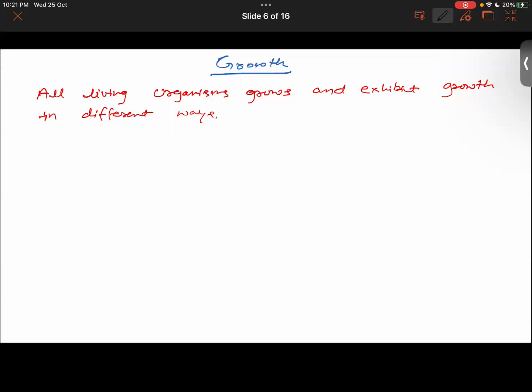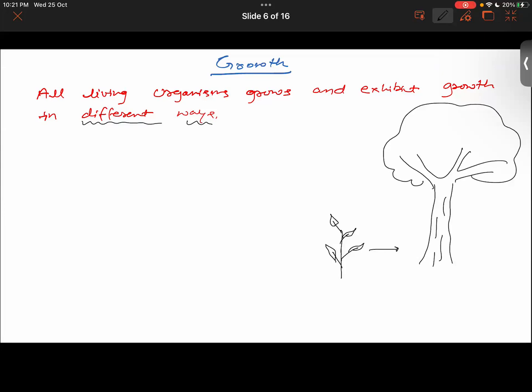Now, talking about growth in this manner. As I have written, all living organisms grow and show growth in different ways. For example, a tree was once a sapling like this, but now it has grown to a full grown tree having branches like this. So here the growth was in this manner, upward growth like this, right? And then lateral growth can also be seen over here, right?